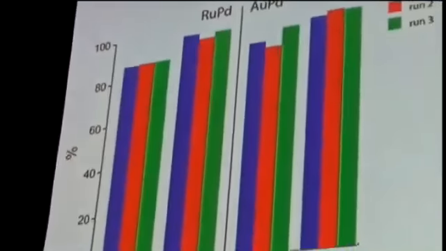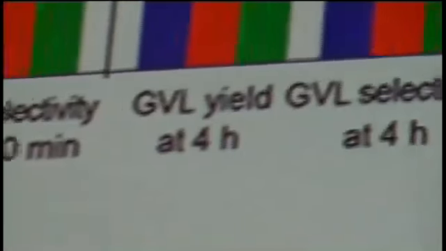So in both cases, for ruthenium palladium and for gold palladium, we see an improvement in activity, we see sustained selectivity, and we also see improvements in stability of the catalyst. So if we reuse the catalyst a couple of times, what we see is that the selectivity is maintained and the activity is maintained. And what is quite important, we don't have any changes to the catalyst material.